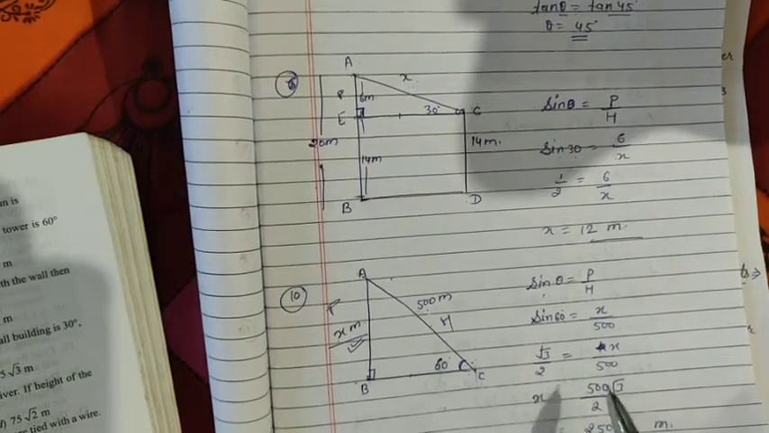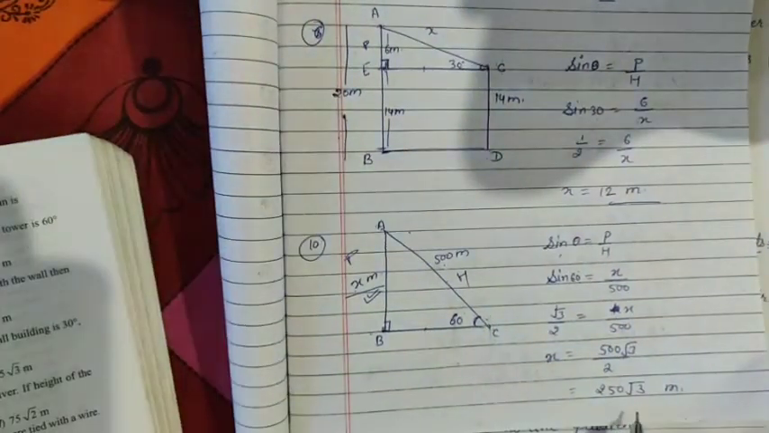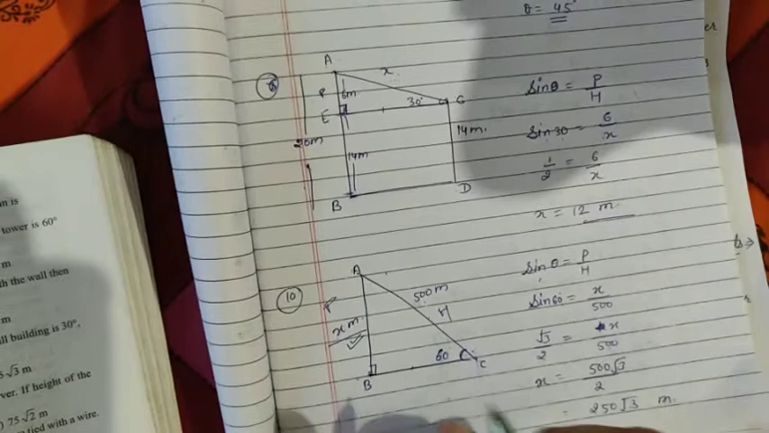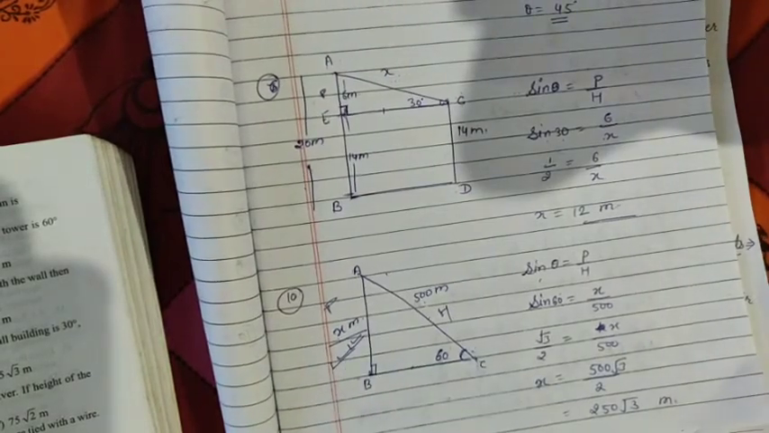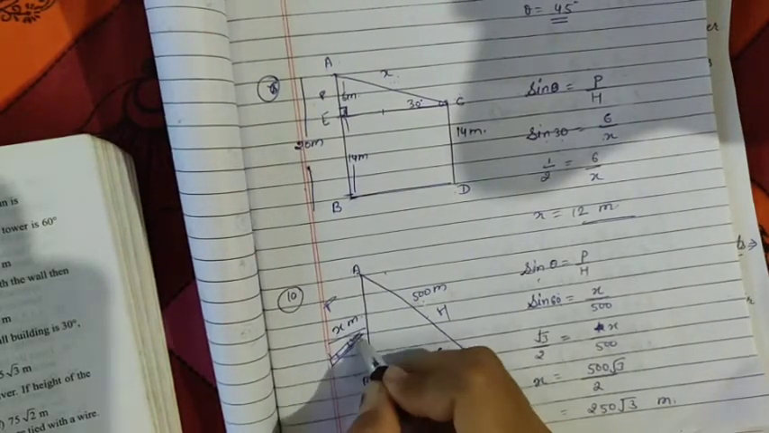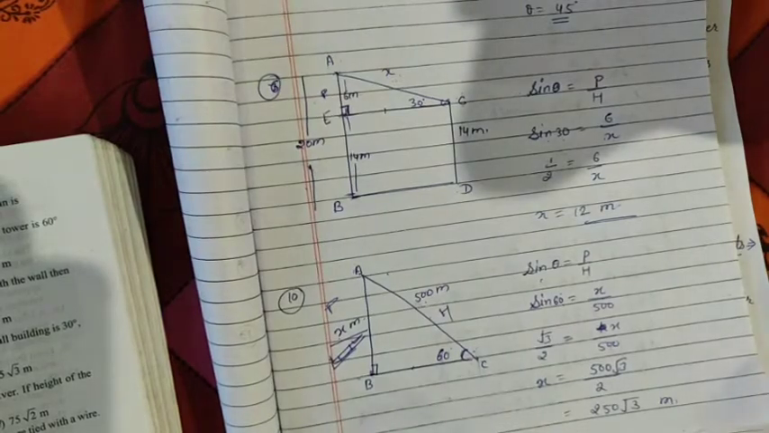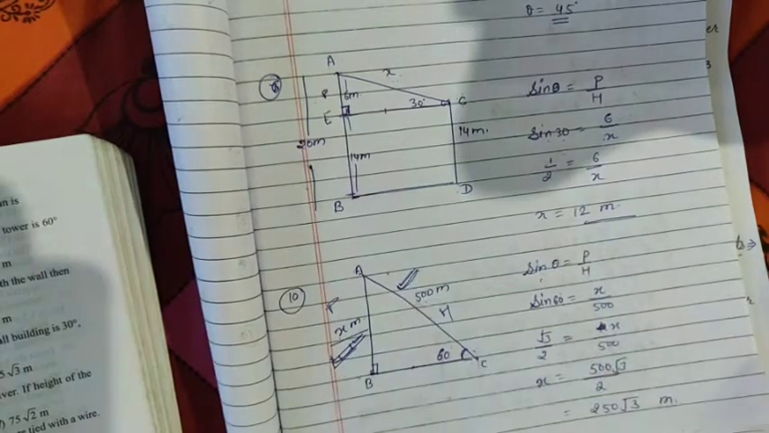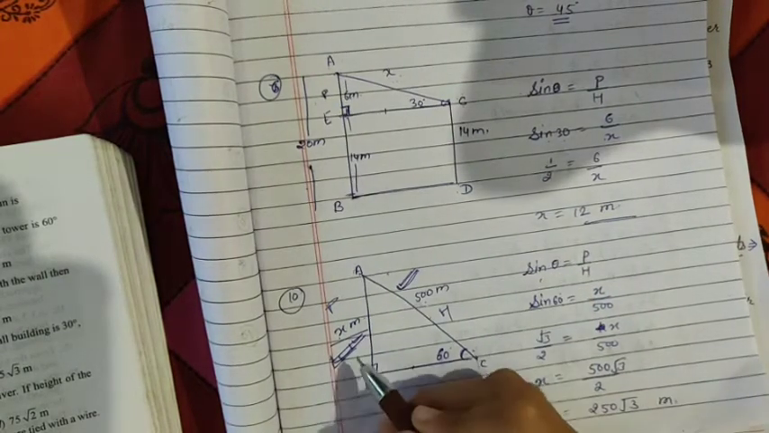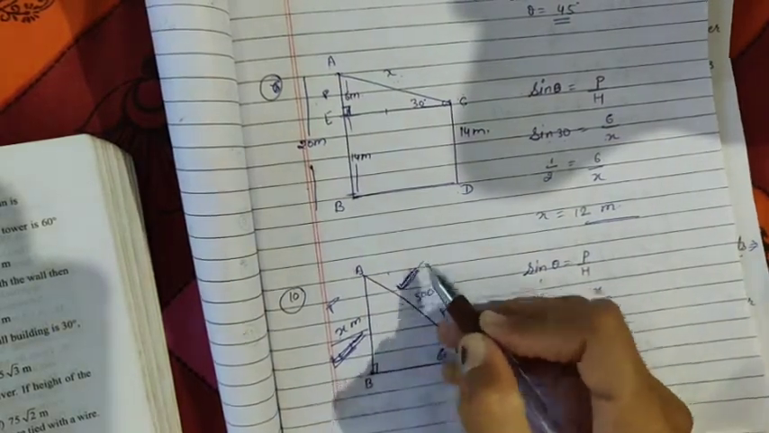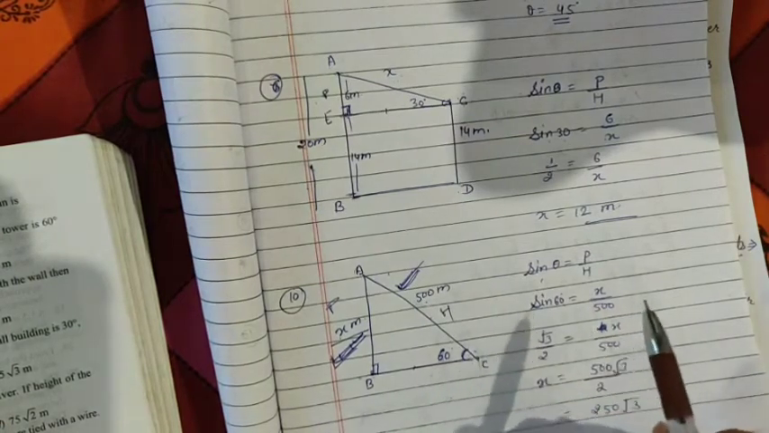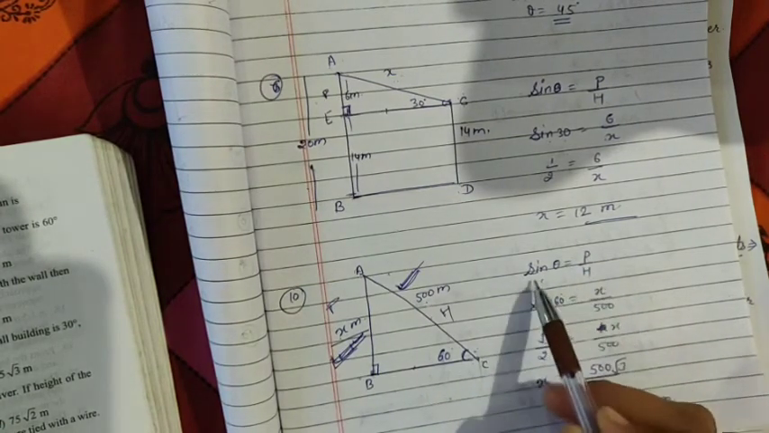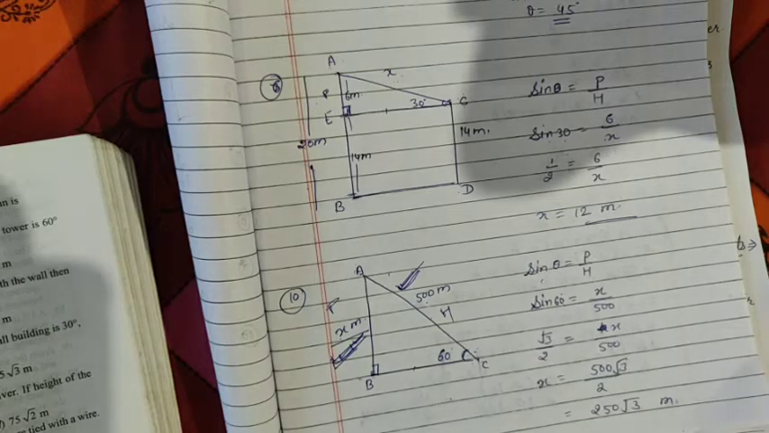So x is equal to 500 into root 3 upon 2, and that is equal to 250 root 3 meter. So this is the height of this hill. Okay students, we have to find the value of the height of the hill, and the length of this slope is given as 500 meter. So this is our perpendicular and this is our hypotenuse, and the relation between perpendicular and hypotenuse is given by sin theta.